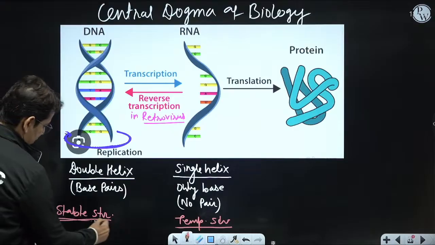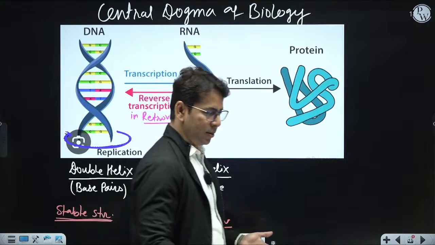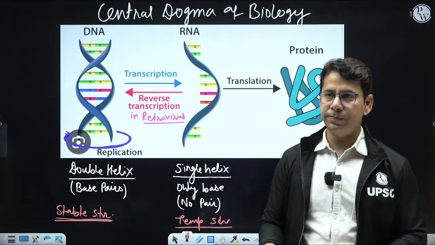So this is a stable structure because every time you need that. But RNA is not that stable one.